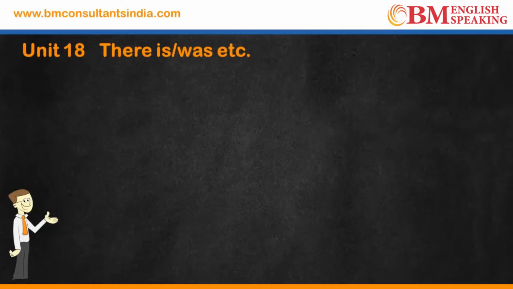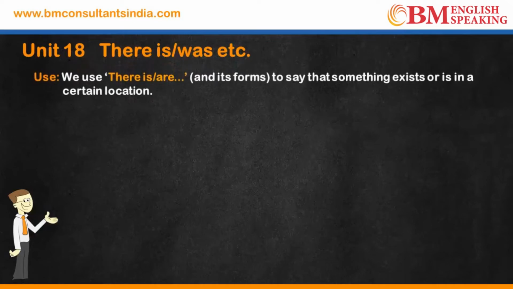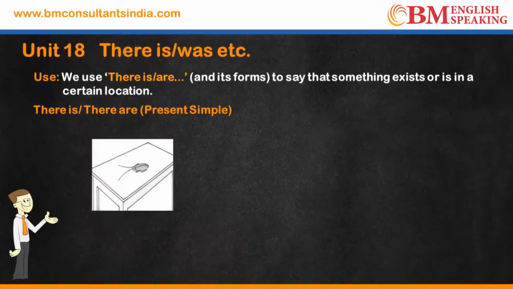Let's study unit number 18: there is, there was, etc. We use there is or there are and its different forms to say that something exists or is in a certain location. कोई चीज का लोकेशन बताने के लिए या फिर कोई चीज हकीकत में अस्तित्व में है ये जताने के लिए there is या there are का उपयोग होता है. There is or there are is used in present simple tense.